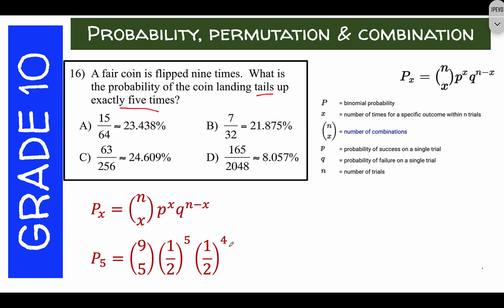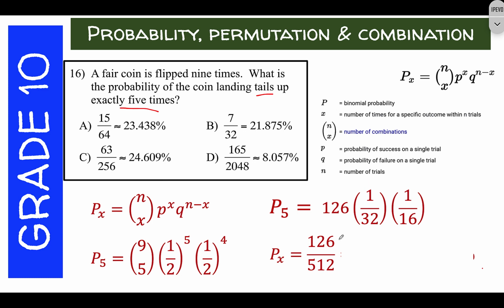So, computing now for P of 5, we now have 126 for 9 combined 5 at a time. 1/2 raised to the 5th is 1/32, and 1/2 raised to the 4th is 1/16. Multiply the numerators. 126 times 1 times 1 is 126. 32 times 16 is 512. Reduce to lowest term. Divide both the numerator and the denominator by the common factor 2. And this is approximately equal to 24.609%, which is letter C.